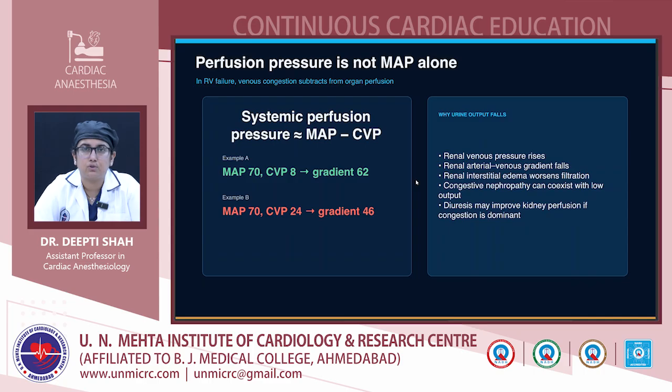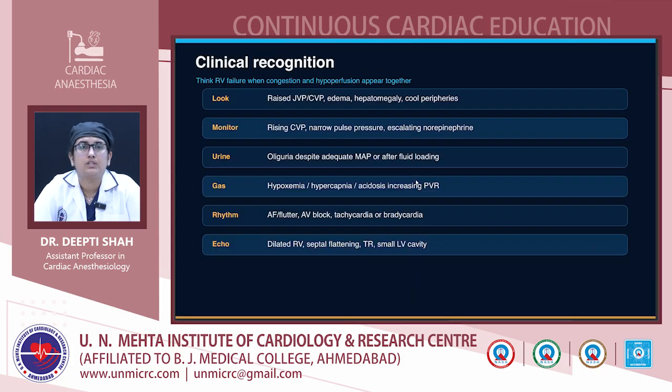Thus congestive nephropathy can exist despite adequate cardiac output, and in such a patient diuresis may improve kidney perfusion if congestion is playing the dominant part in causing the organ dysfunction. So how to recognize this at the bedside? First, we can look at the patient and see if the JVP or CVP is raised. We can find edema, hepatomegaly, and cool peripheries, denoting that cardiac output has reduced.